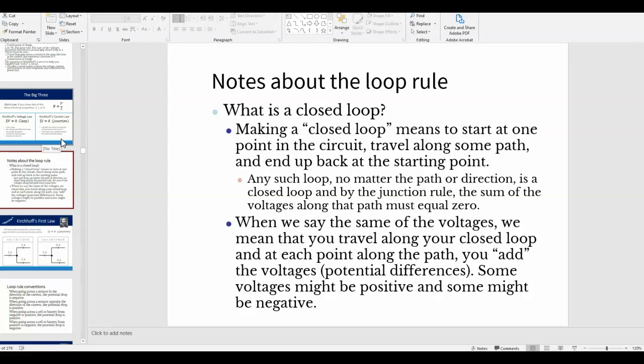Obviously some of those voltages might be positive, some of them might be negative, but we will really get into that more in the next video when we start doing calculation problems involving Kirchhoff's laws.